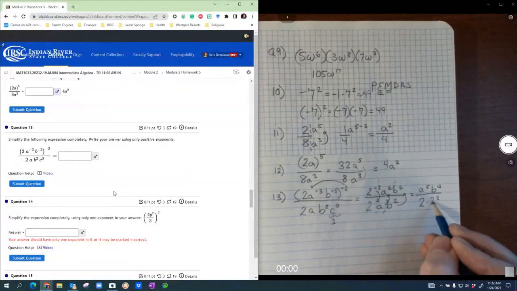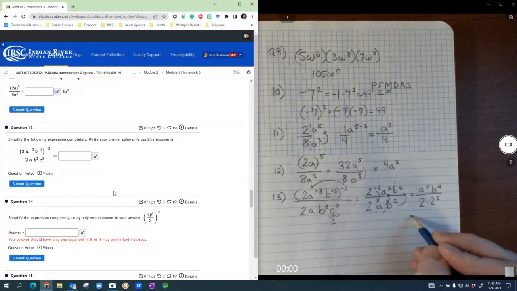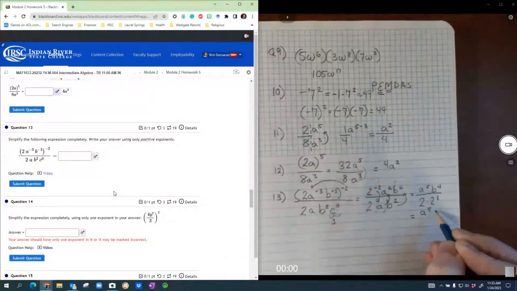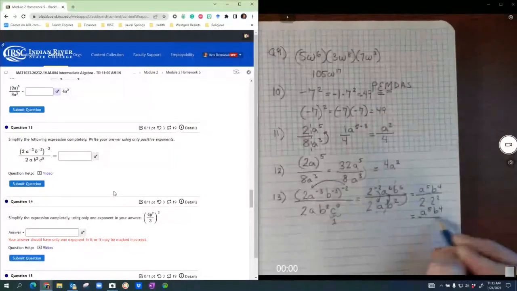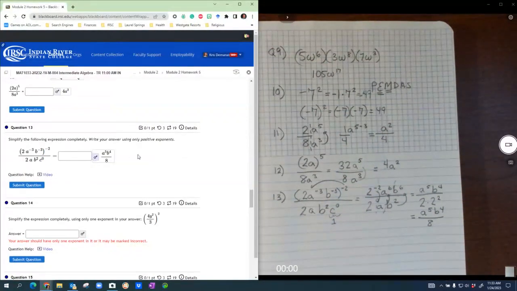Now, if that's the case, then I get 2 to the 2nd power is 4. 4 times 2 is 8. So my answer officially then is a to the 5th, b to the 4th, all over 8. And that's my answer. I'm looking for that. All right, and it looks like we got the right answer.